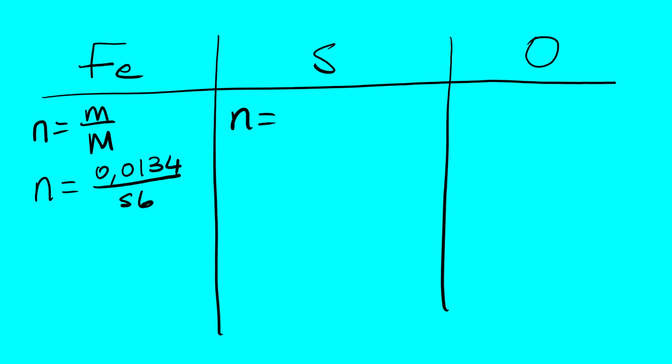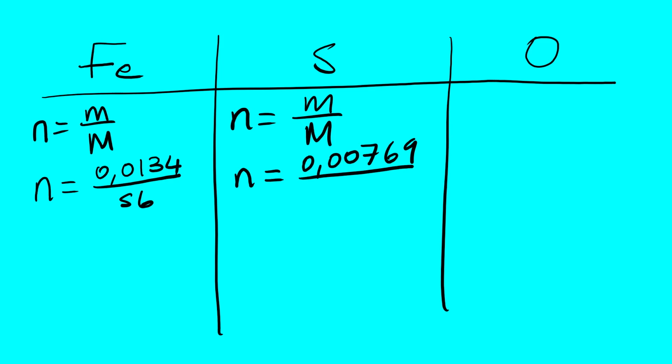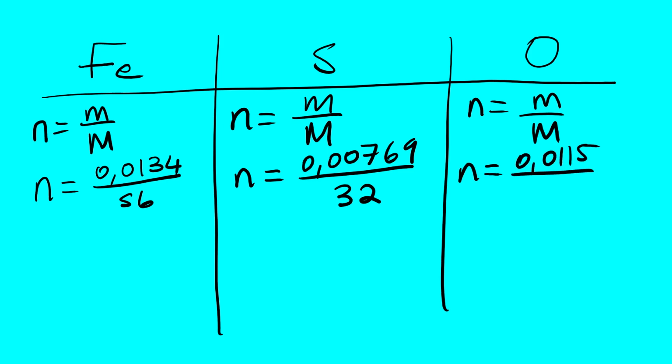Then let us go to sulfur, m over M. The mass is given as 0.00769 divided by the molar mass of sulfur, which is 32. n is equal to m over M. n is equal to 0.0115 over the molar mass of oxygen, which is 16. And then from here we need to simplify these fractions. Let me quickly punch the calculator.